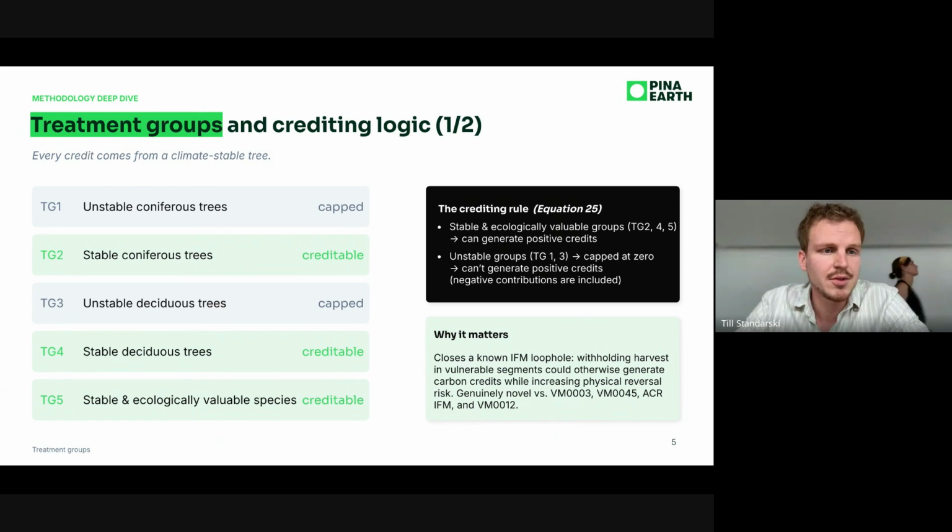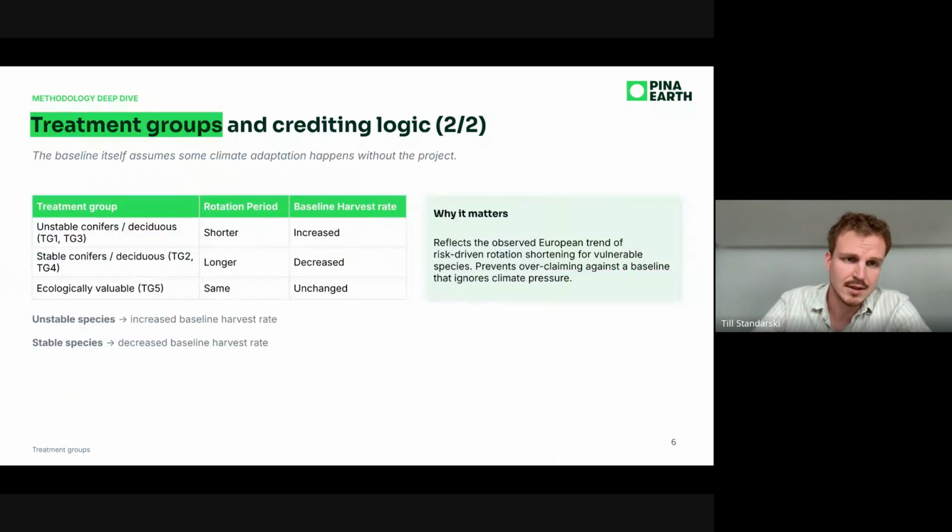So we have 5 treatment groups in total: unstable and stable coniferous trees, unstable and stable deciduous trees, and the last treatment group, the stable and ecologically valuable species. And the trick is that the project proponent only gets credited for stock retention or increase in stable or ecologically valuable treatment groups. So through this, we just want to avoid setting perverse incentives to grow stock in unstable tree species and thus increasing risk for calamities. The treatment groups also serve a second purpose.